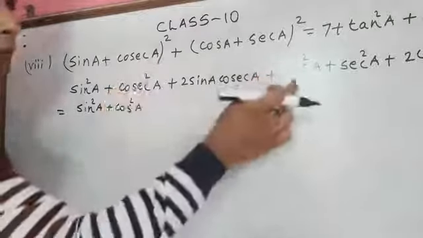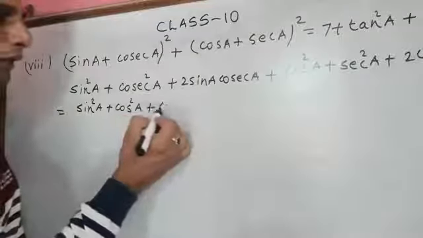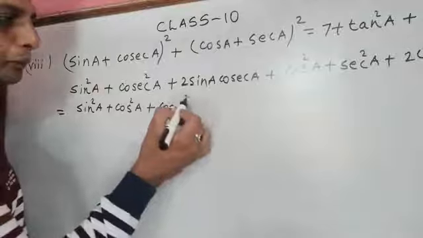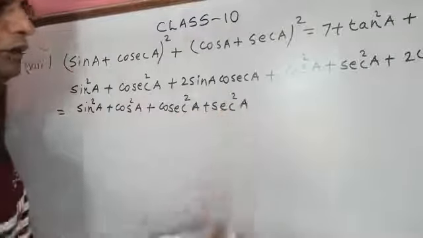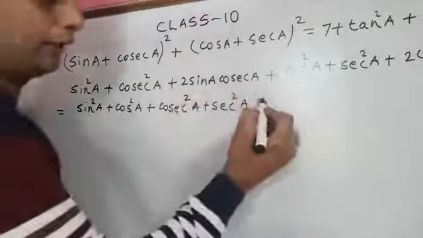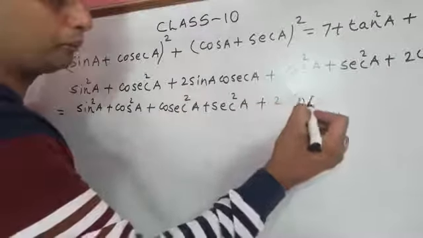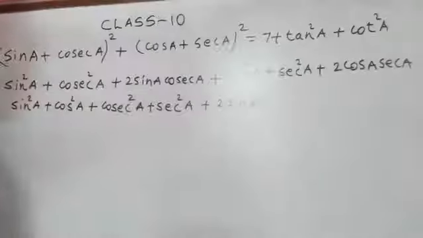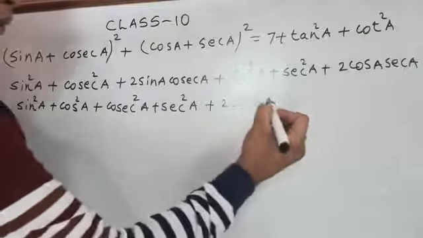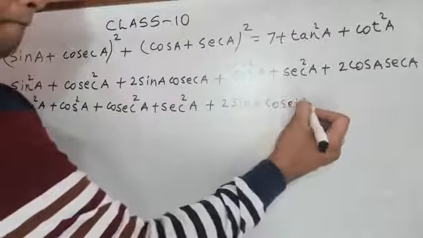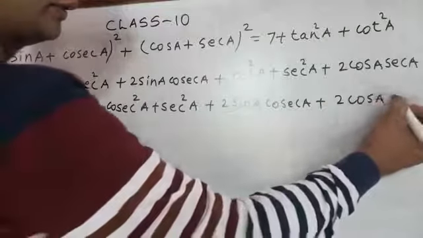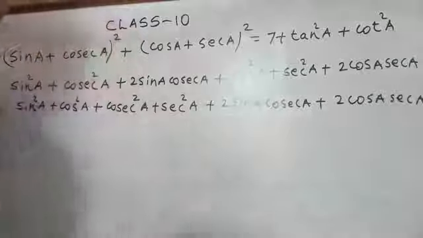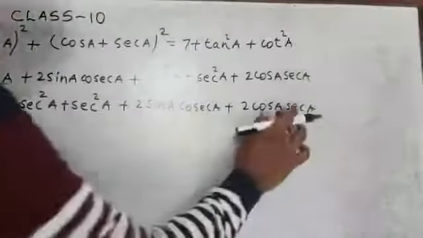Cos square A plus sec square A. Again we'll write them together. Now this 2 sin A cosec A plus 2 cos A sec A.